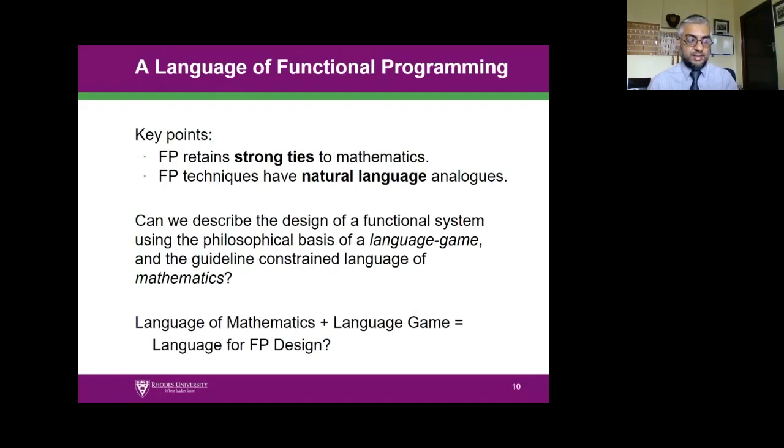So the idea is this. We use the constrained language of mathematics to give us our fundamental constructs, and we use the philosophy of language games to help us think about how to use those constructs. And the result is a language for functional programming design, which leads us back to the ideas of design and usefulness. If we are going to model something, what kind of useful things do we want to be shown by that model?